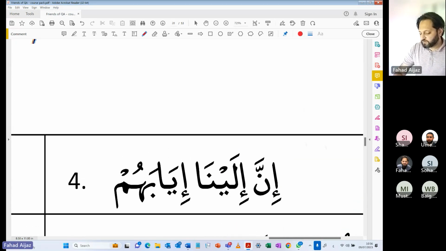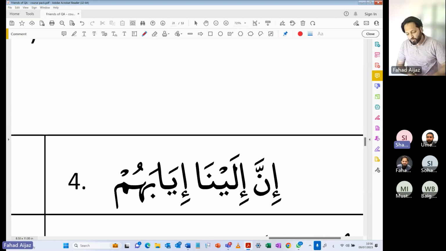Now let's see if you can decode this one. So I want you to help me with this. Sure. Inna is harf of nasab. Alayna is jar majroor. Iyabahum. So then bahum is again jar majroor. So it must be iya. Nasab. Okay. Interesting.